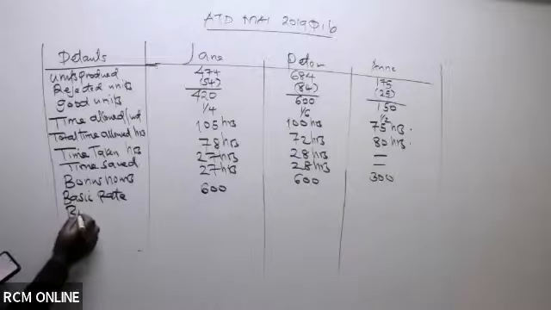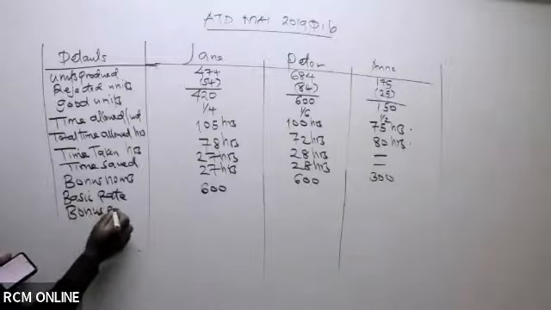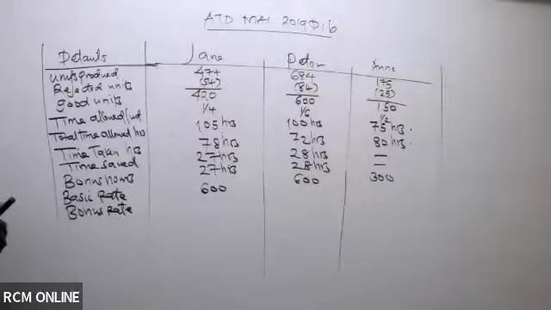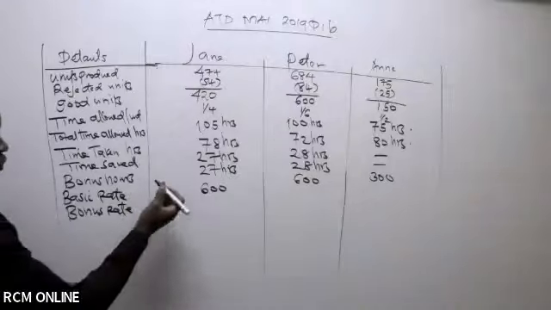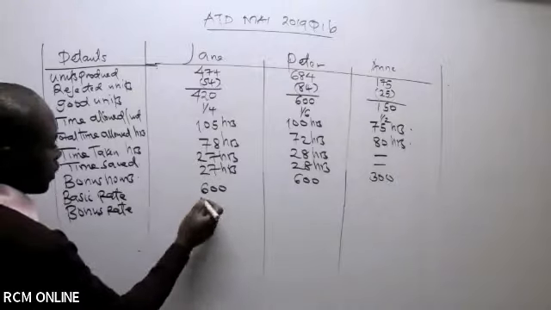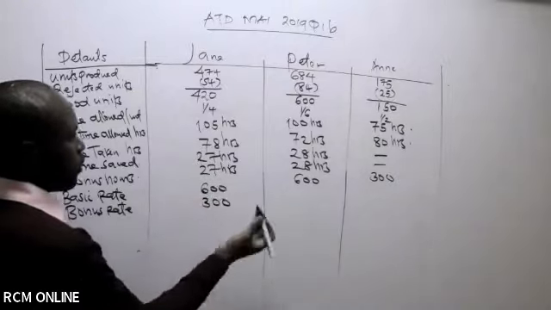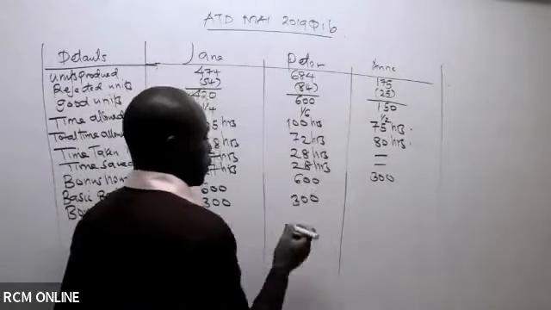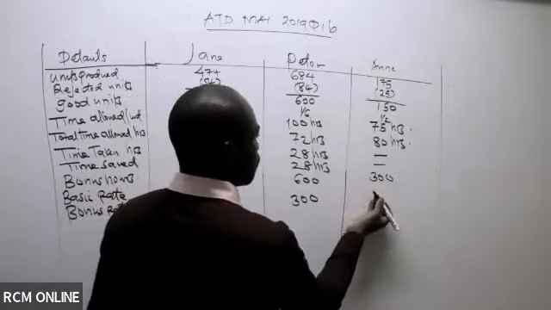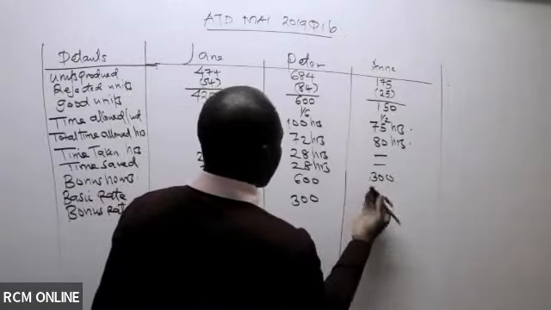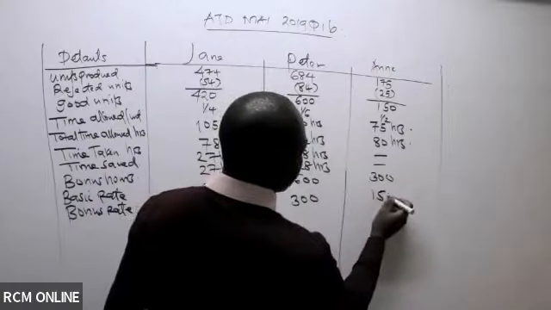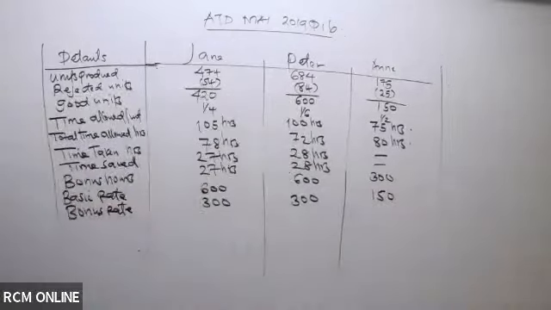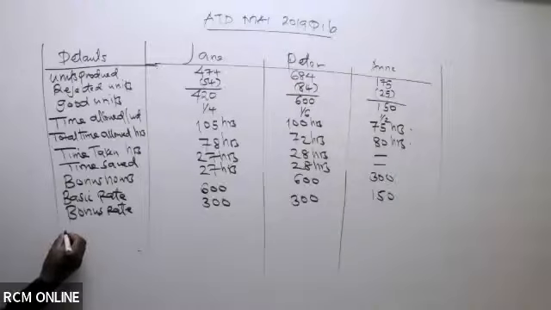About the bonus rate. The bonus rate, we are told, is half of the basic or normal wage rate. So if the normal wage rate for Jane is 600, the bonus will be half of it. If the normal wage rate for Peter is 600, bonus will be half of it. And of course, if normal for Anne is 300, we'll have half of it, which is 150.